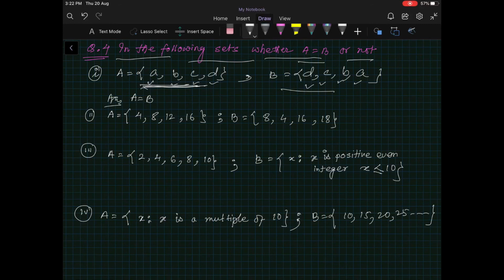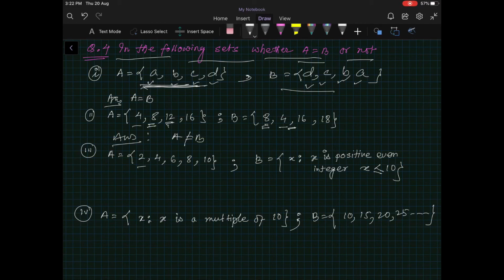Now the next one. Here set A contains 4 and B also contains 4, A contains 8 and B also contains 8. A contains 12 but B doesn't contain 12, so that's why A is not equal to B in this case.